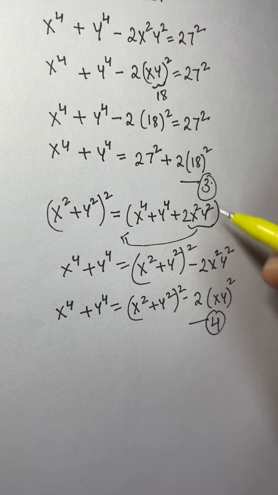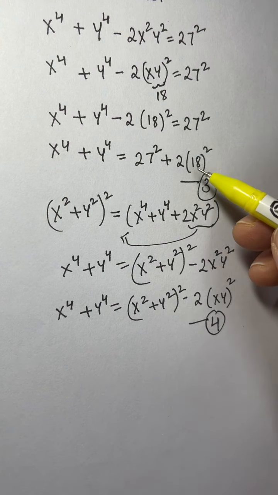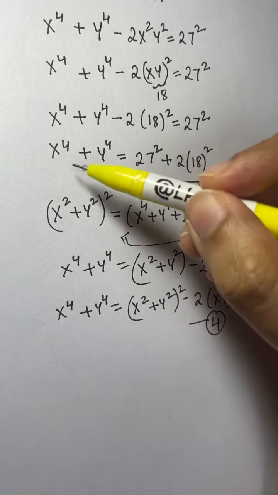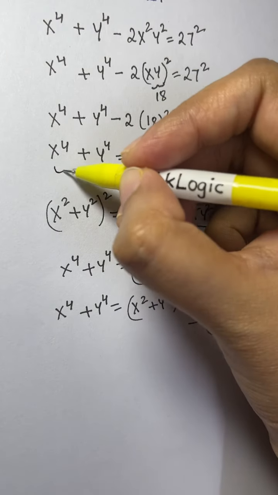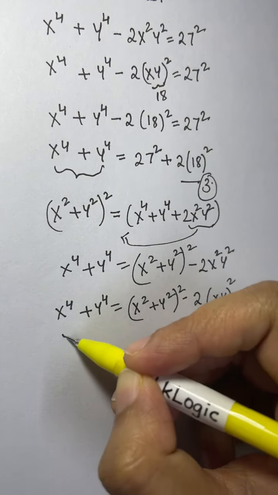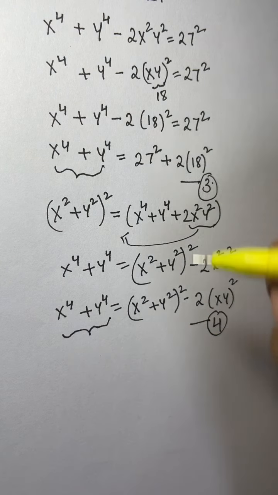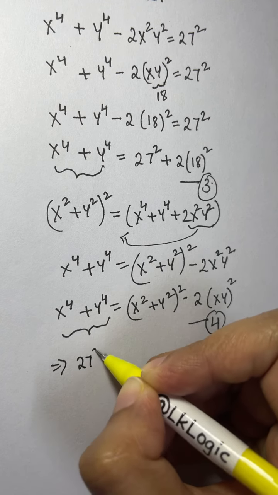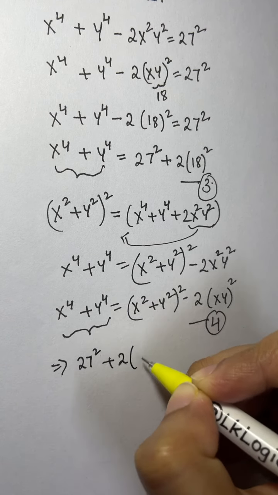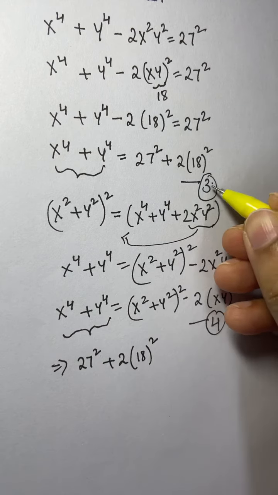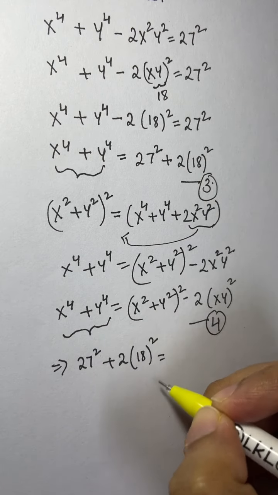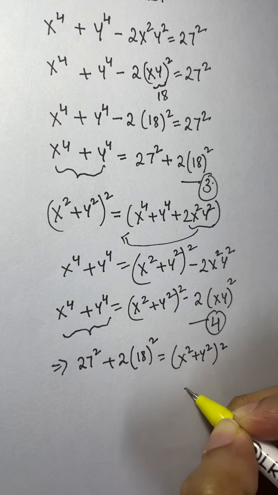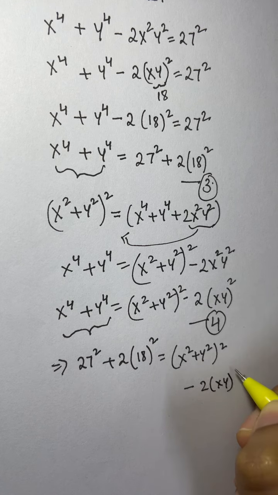What I want from equation 3 and 4 is to compare these two equations. What do I get? So let me compare. This is also x to the 4 plus y to the 4, and this is also x to the 4 plus y to the 4. So let us compare it. Let me write it down. I have 27 square plus 2 times 18 square from equation 3. And from here, what do I have? X square plus y square the whole square minus 2xy the whole squared.